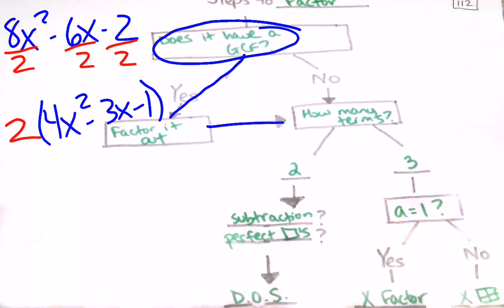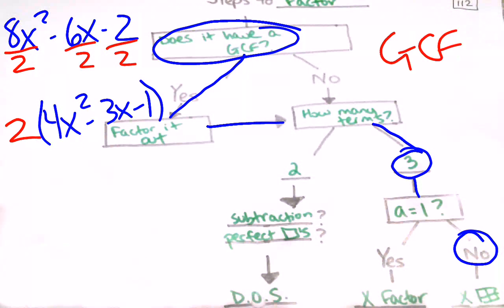So I factored it out. How many terms do I have left? 3. Is A 1? No. So I would try doing this as GCF and x box. Once again, this doesn't mean it necessarily works. It just means that that is what I'm going to try to do after I've taken out my GCF.